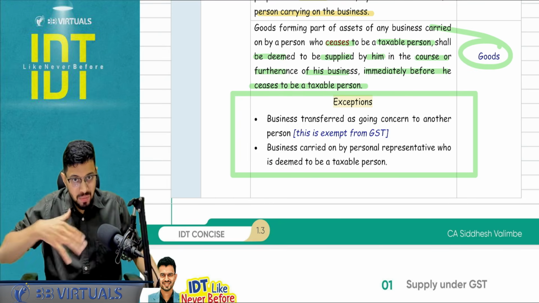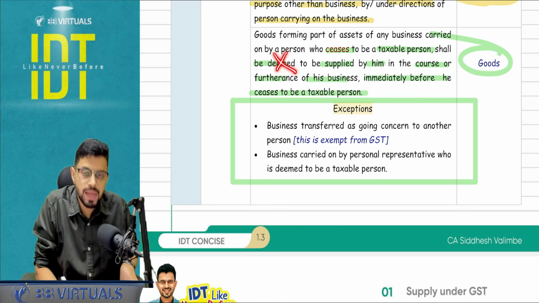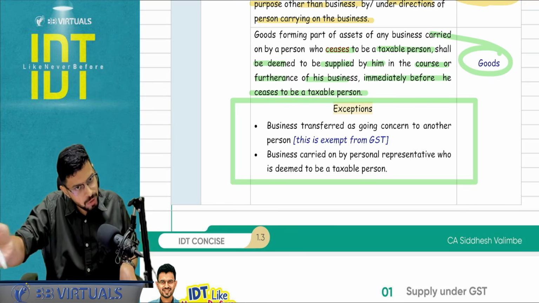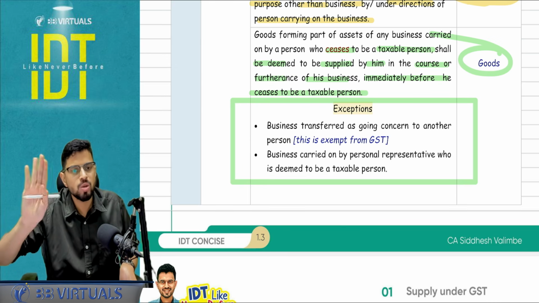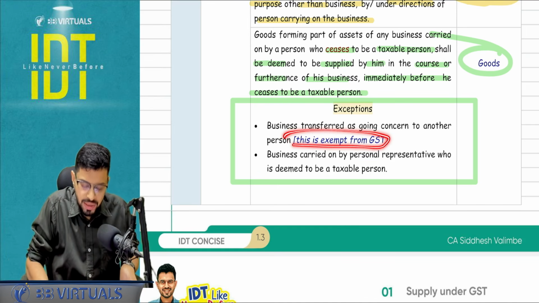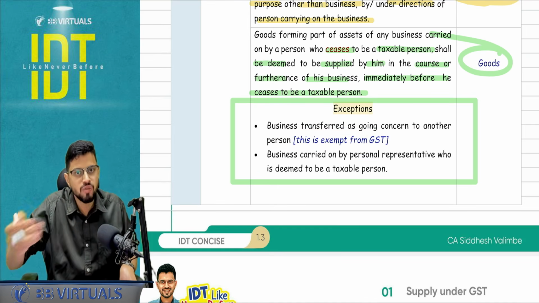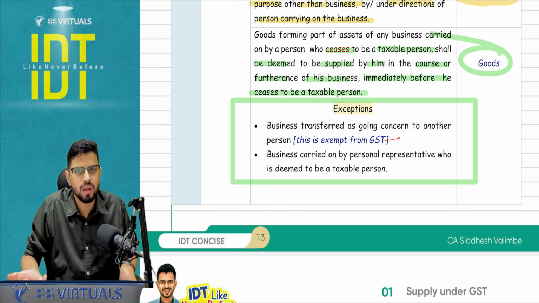So at that time when I am ceasing to be a taxable person, it will not be considered deemed supply. Why? Because Prajit will sell the goods and he will pay the taxes on my business. So there is no loss to the government. This is something I have told you extra, that when the business is transferred, it is exempt from GST. I will cover this in chapter number 4. So why are you making it a supply today? It will not be a supply. Okay, it is an exception.